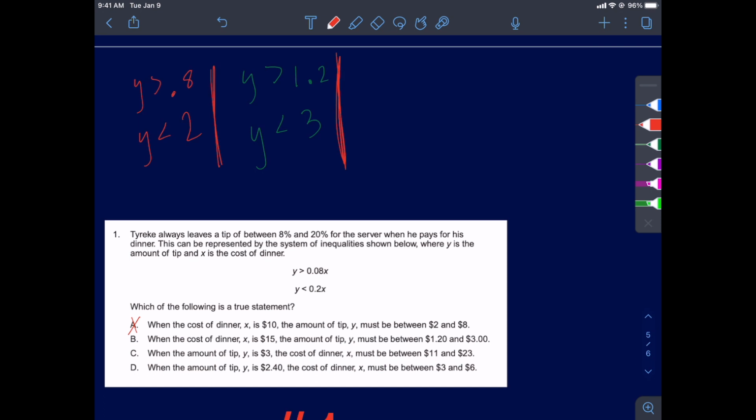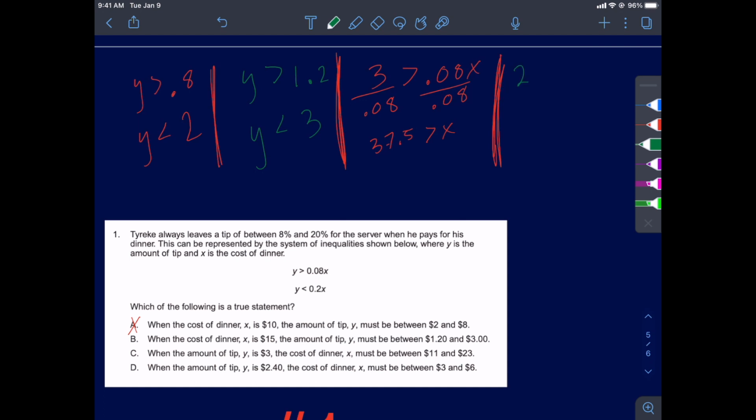All right, C. Now they're giving us the tip is $3. So if the tip is $3, 3 must be greater than 0.08x. I'm going to divide both sides by 0.08 to solve that. So if we take 3 divided by 0.08, we get 37.5 is greater than x. I don't see anything about 37.5 in that answer for the cost of the dinner, so that's not looking like our answer either. Let's try the last option here, $2.40 for the tip.